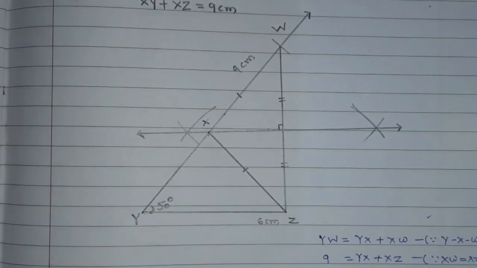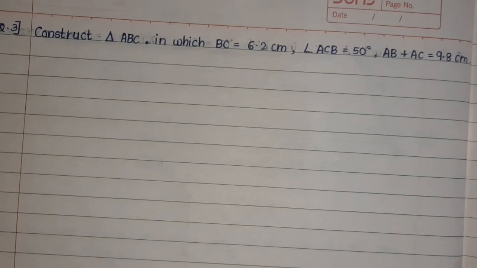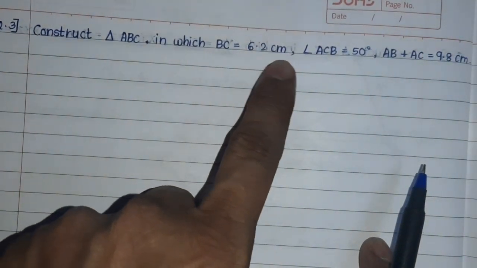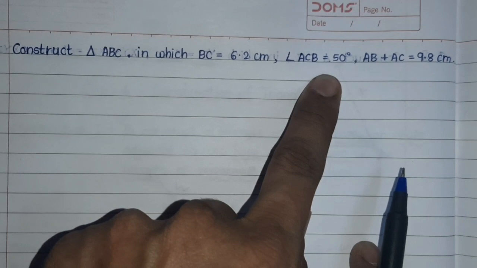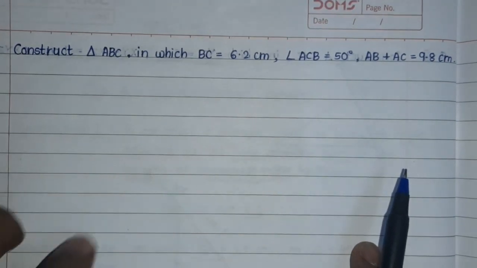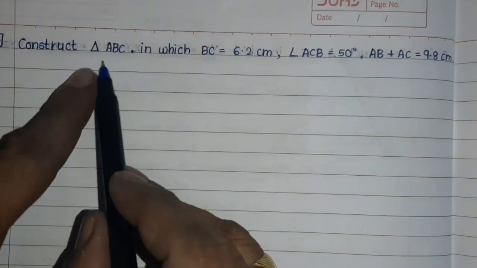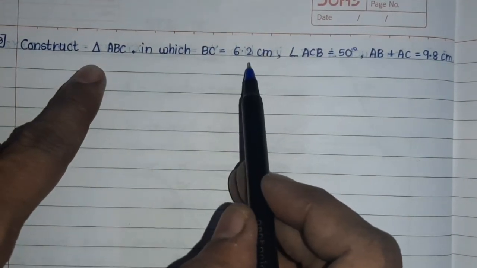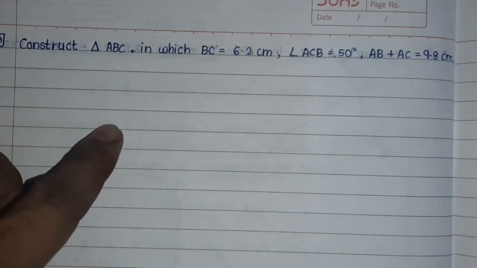Now, see, dear student, in practice set 4.2, I completed the first sum, then the second sum. Now, we have to construct the third one that is given. Construct triangle ABC in which BC is equal to 6.2 centimeter, angle ACB is 50 degree and AB plus AC is equal to 9.8 centimeter. See, dear student, we have to construct the triangle. Same conditions are given.